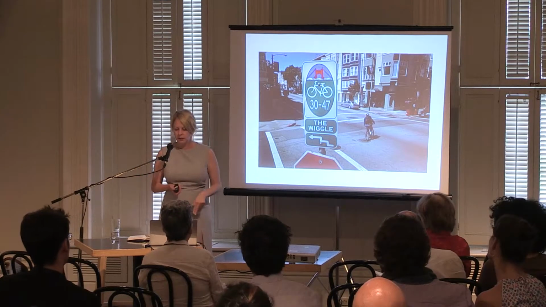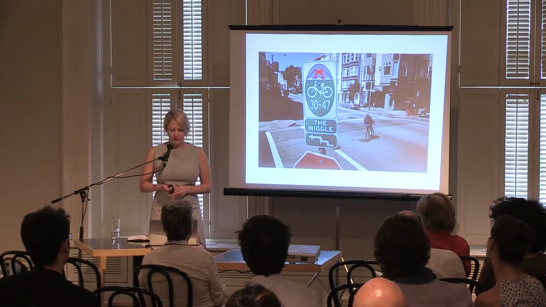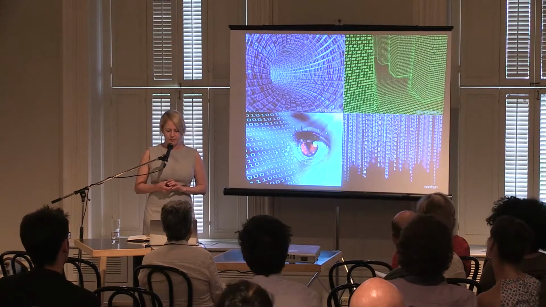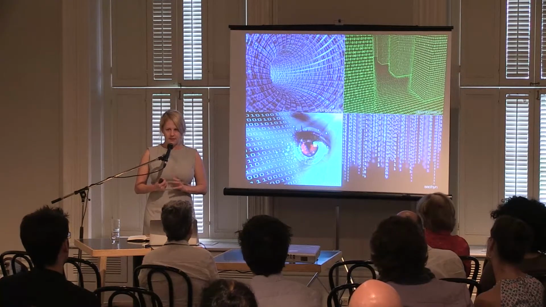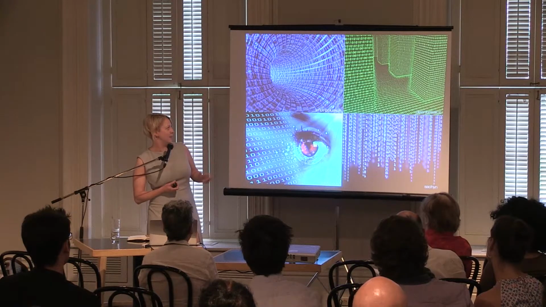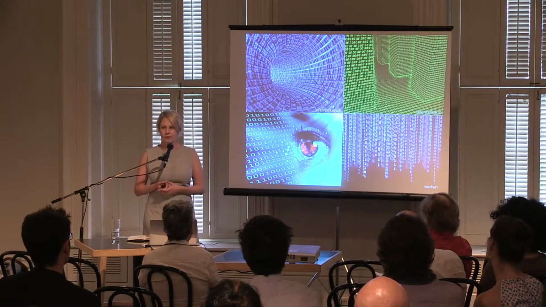It's called The Wiggle because of a way that you bike through San Francisco in order to avoid hills. So I guess in closing, what I'd like to suggest is that it doesn't need to look like this. If you Google data and cities, you get these ridiculous landscapes.